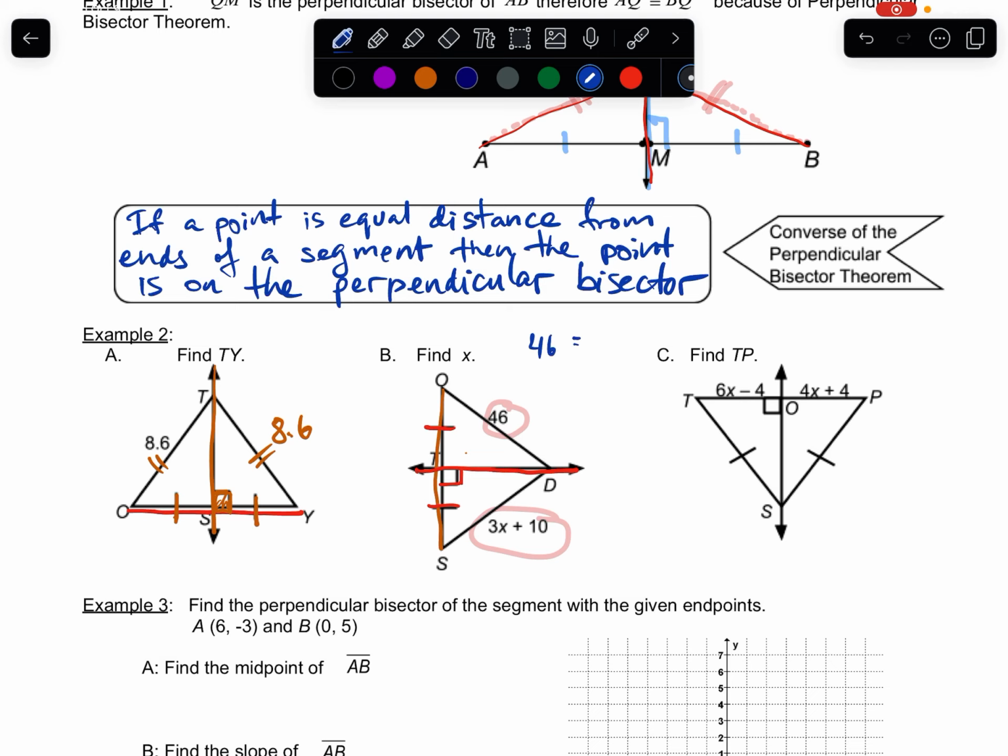Okay. So what we're going to do is we're going to say that 46 is equal to 3x plus 10. So now we need to solve for x. So let's put my line down the middle. I have x only on one side, so I'm going to get rid of this 10, minus 10 minus 10, so 3x is equal to 36. Okay, then I'm going to divide by 3, and I will say that x is equal to 12.